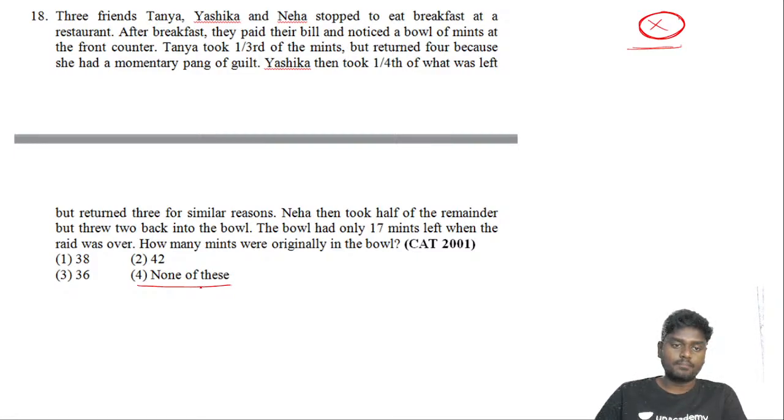So simply, you can take the options. First, let me take 38. Let's say initially I have 38 mints. What happens? Tanya comes, she takes 1/3 of it. She takes 1/3 of 38, but returned 4.